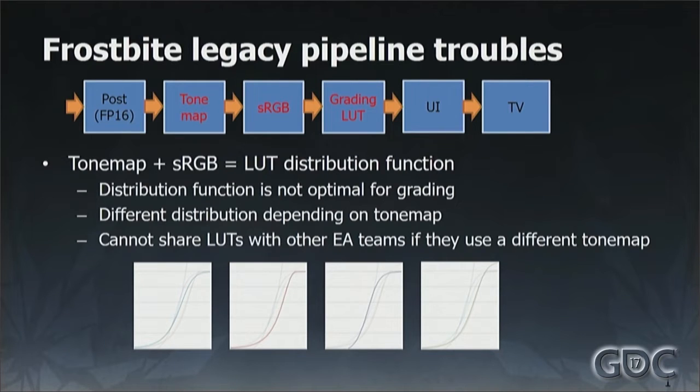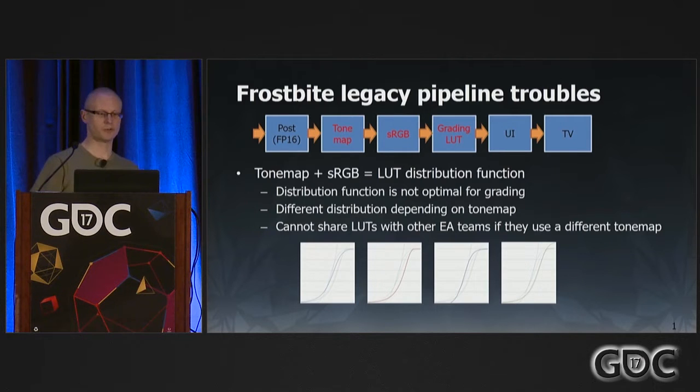And also, when you think about it, the tone map combined with the sRGB transformation are a LUT distribution function from linear light to grading space. And that's great for viewing, but it's not necessarily optimal for grading, because you would get a particular distribution within the lookup table, and that distribution would vary depending on choice of tone map, which also means that if a game has produced a really great look, they can't share it with another game that's using a different tone map because it's a different function, so it looks different.